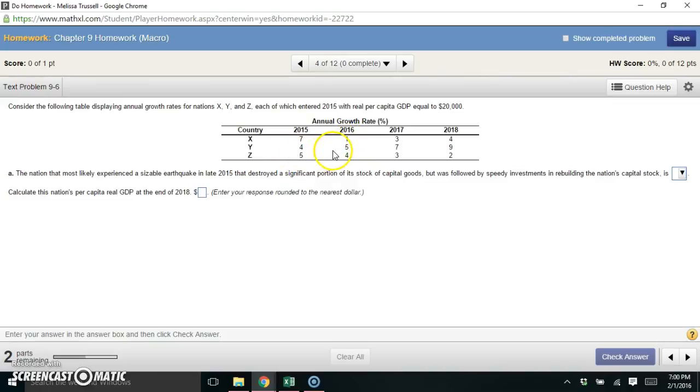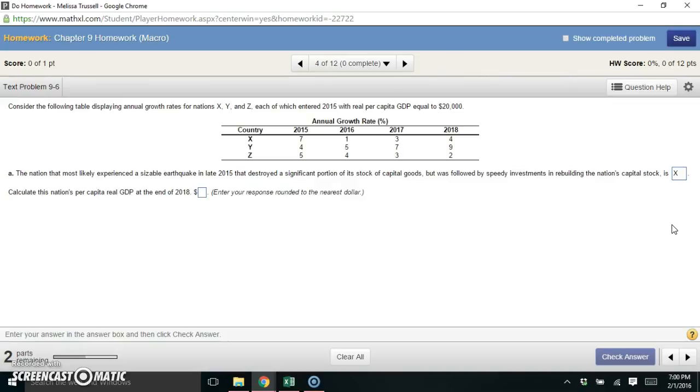And neither of the other two, Y actually grows faster in 2016 than 2015, and Z only goes down by 1%, as opposed to country X, which goes down significantly for 2016, and then just starts to grow back up in the following couple of years. So I'm going to say we're talking about country X here as the one that had this huge natural disaster that would have shaken the country and knocked its growth rate down.